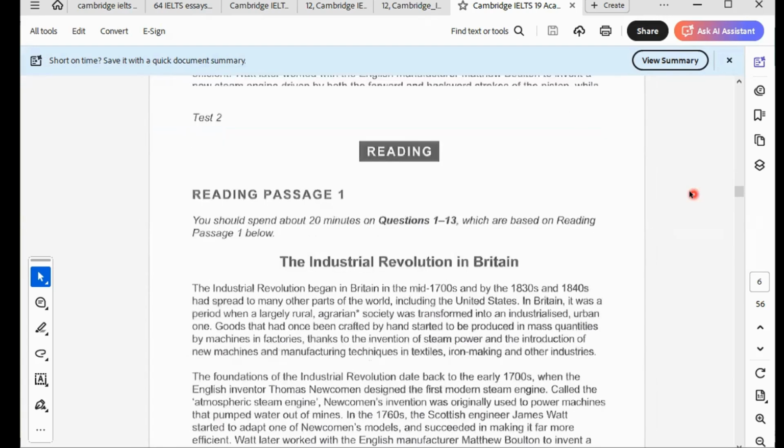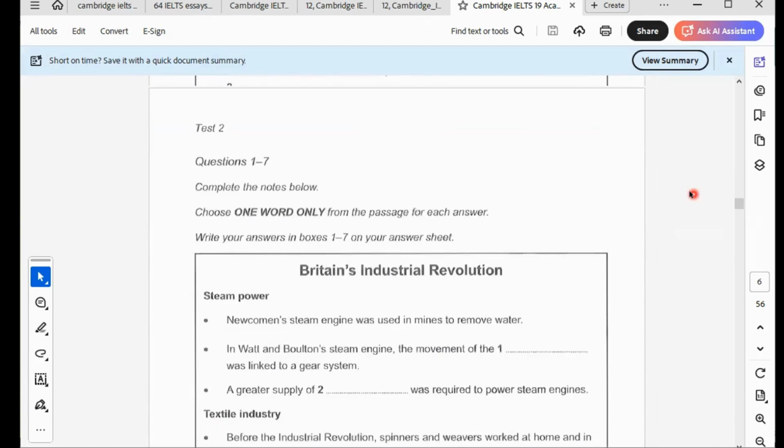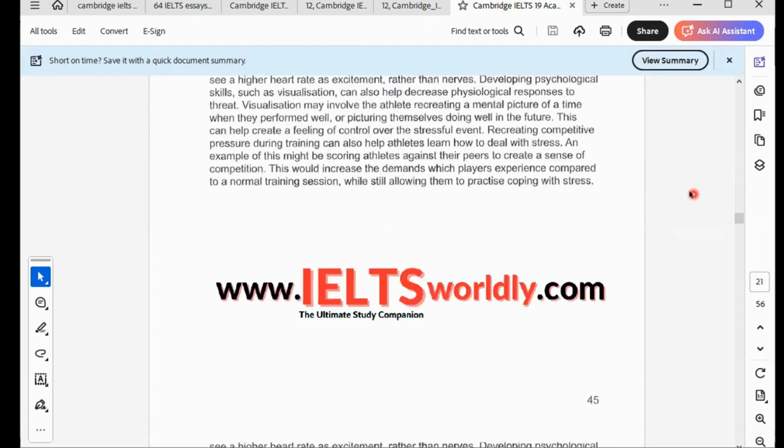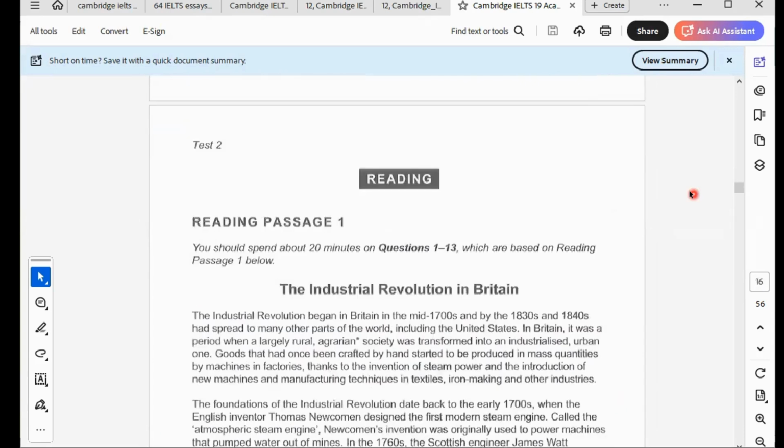Let me move to test 2. Look at test 2 here. Can you see test 2? Test 2 starts with, okay, the thing has jumped. All right, test 2. Can you see test 2 here? Reading passage 1, the Industrial Revolution in Britain. That is the title of passage 1.